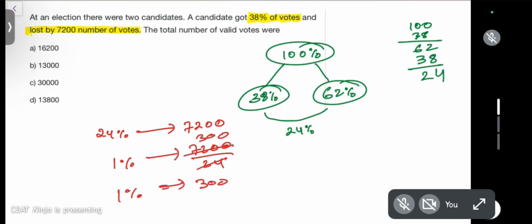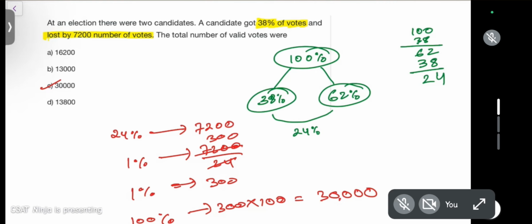So what do we need? We need 100%. So which means 300 into 100, which is 30,000 votes. So the answer is this one. So I think we are clear with this concept. It's a basic one. After that, I'll move on to the next.